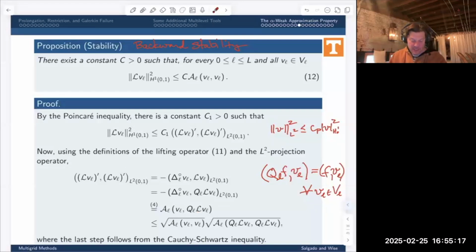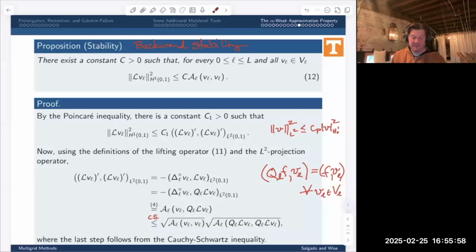Now, let's apply the Cauchy-Schwarz inequality in the last step. This inner product is a good old-fashioned inner product, and we can apply Cauchy-Schwarz to that. What does Cauchy-Schwarz say? If I have an inner product of two objects, then its absolute value is less than the norm of the first object, in that norm arising from A_L, times the norm of this object, same norm, in the A_L norm. And so that's just Cauchy-Schwarz.